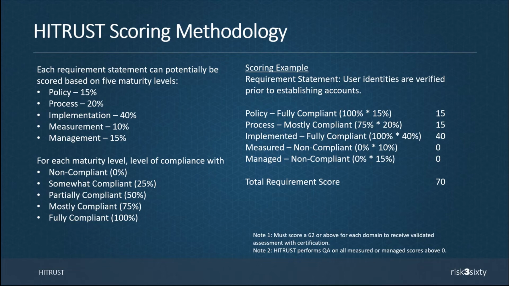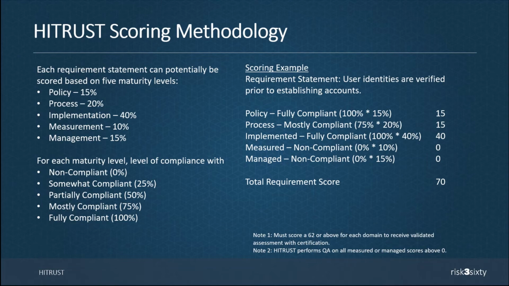The third thing is implemented. This is how you want to prove that the control's actually in place. So we looked at your policy document, we looked at your procedure or your process. Now we want to make sure that the control has actually been implemented. So in order to prove out the implemented level, we would likely look at that actual background check, maybe for a sample of new hires, to make sure that you're actually performing the control.